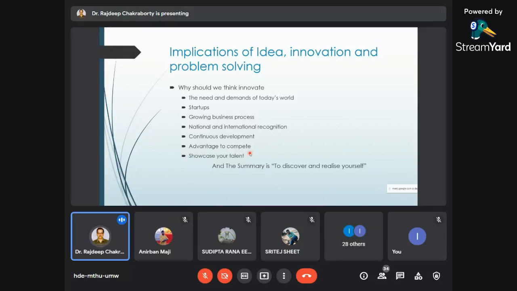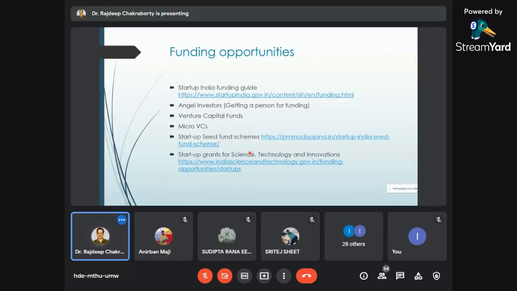Okay. Now I will go through some funding resources. Obviously, the government is nowadays focusing on Startup India funding guides. Another funding is known as angel investors. Angel investors means you are proposing your idea to a great businessman and you are convincing him to fund your idea. Okay, this is known as an angel investor. Capital fund, micro VC, startup seed fund schemes are there. Startup grant for science, technology and innovation is there.